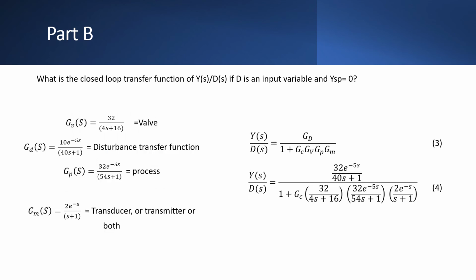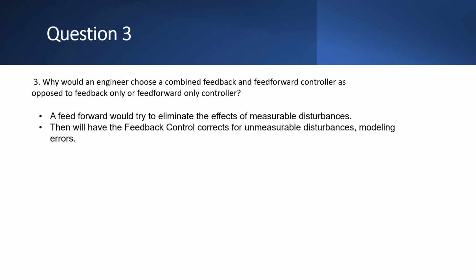Now here we also have all the variables with given values. We have Gv, a valve, Gd, the disturbance transfer function, Gp, process, and Gm, transducer or transmitter, or both, where we plug in our variables, and we have to solve for Gc in order to have a PI or PID controller. So here we have question 3.